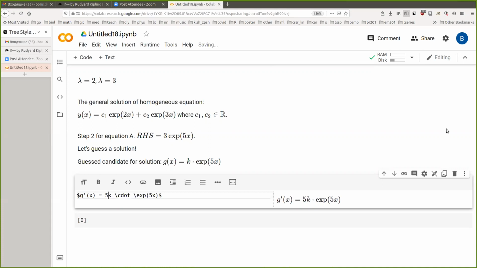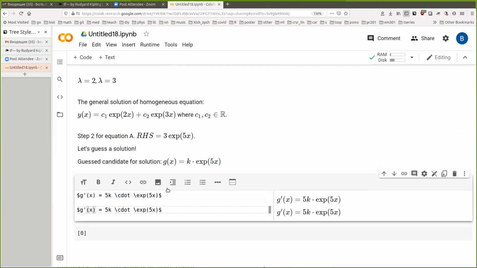It's 5. So any other opinions? It's 5x. Oh, I forgot about x. Sorry. No, it's 5k. We take the derivative with respect to x. Okay, so we have taken one derivative. So let's take the second. What will be the second? What will be the coefficient before k? Just 25. Yeah, 25.